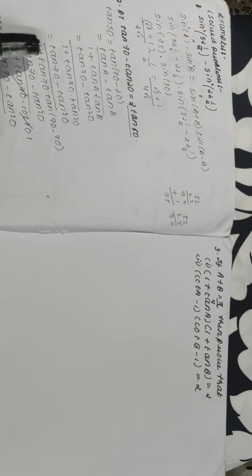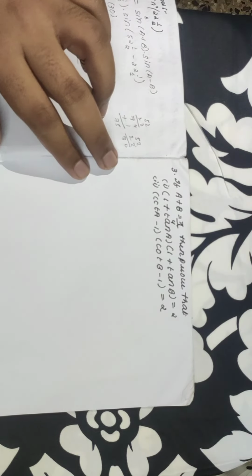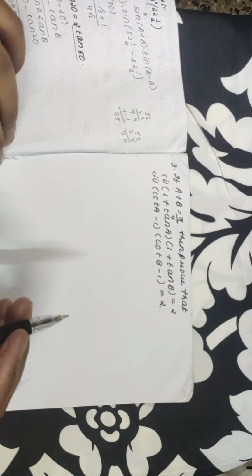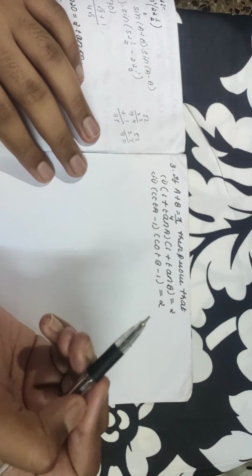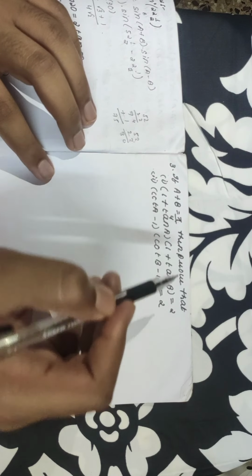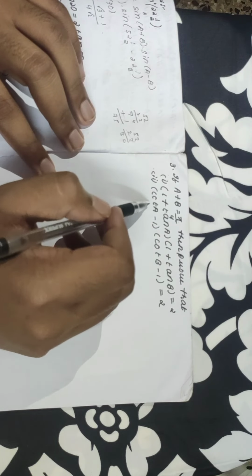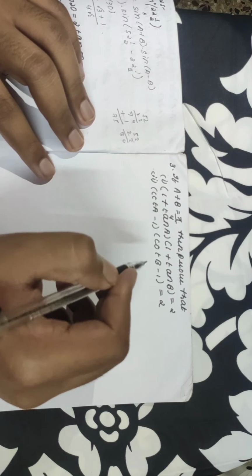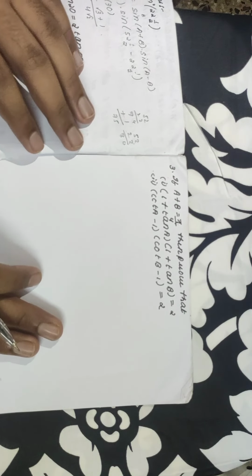I hope you have understood the previous sums. Now let's go to the third sum, which is the most important 2-mark question, which has been repeated several years in the board question paper. That is, if a plus b is equal to pi by 4, then prove that first, 1 plus tan a into 1 plus tan b is 2, and second, cot a minus 1 into cot b minus 1 is equal to 2.